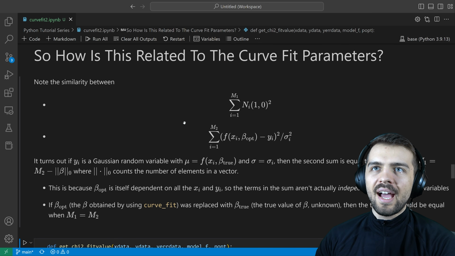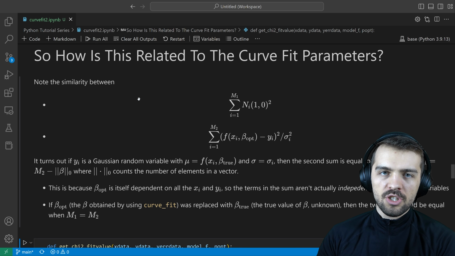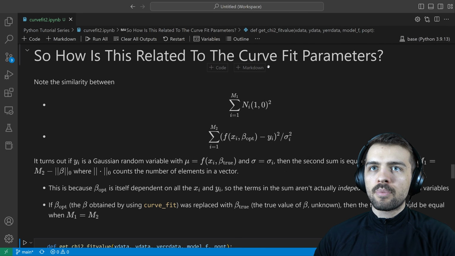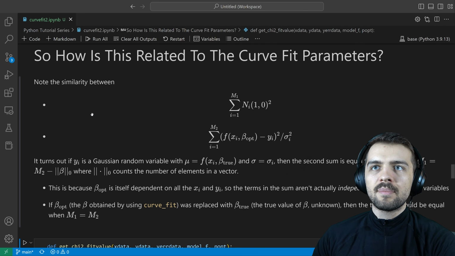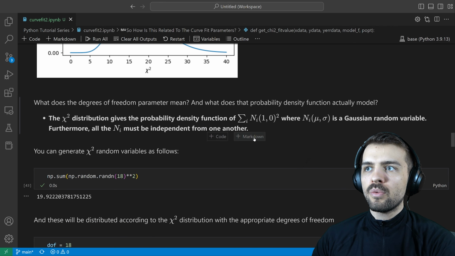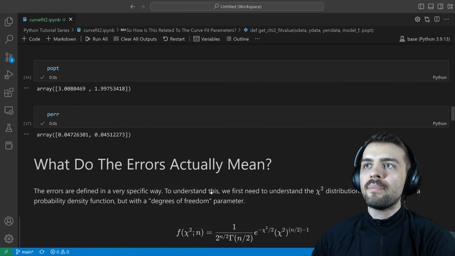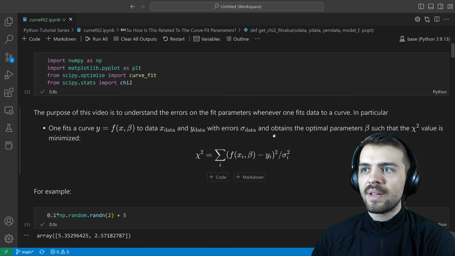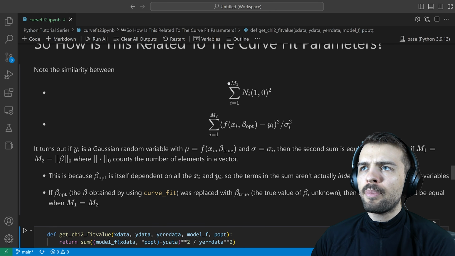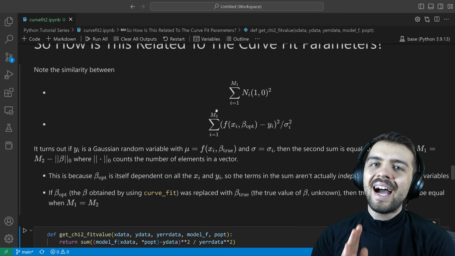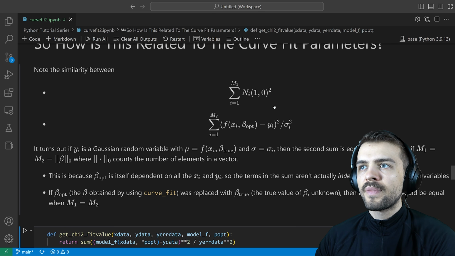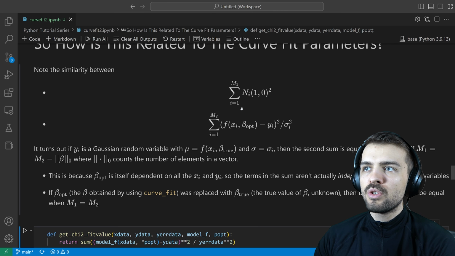So we've looked a lot at chi-squared distributions. The question is, how is the chi-squared distribution and all these parameters related to the curve fit parameters? Well, let's look at some similarities between what we did here with this sum and this sum here, which shows up when we minimize the curve fit function here. Now you'll note that I have capital M1 here and capital M2 here. I left those different on purpose. But you can imagine we're sort of doing a similar thing in each of these sums.